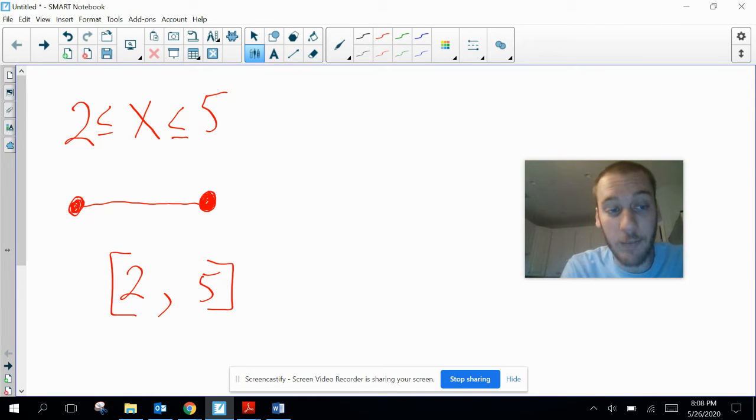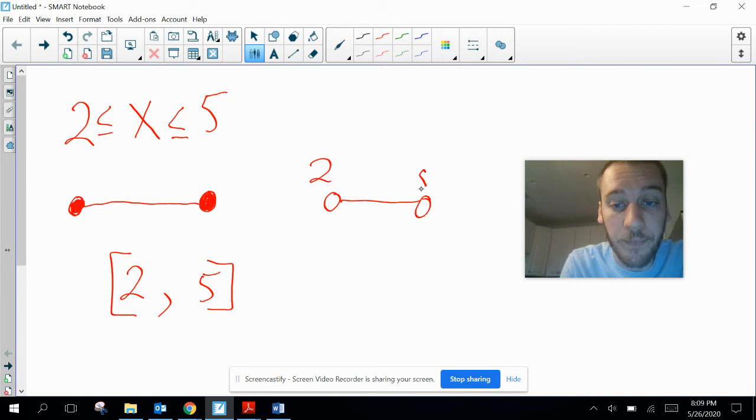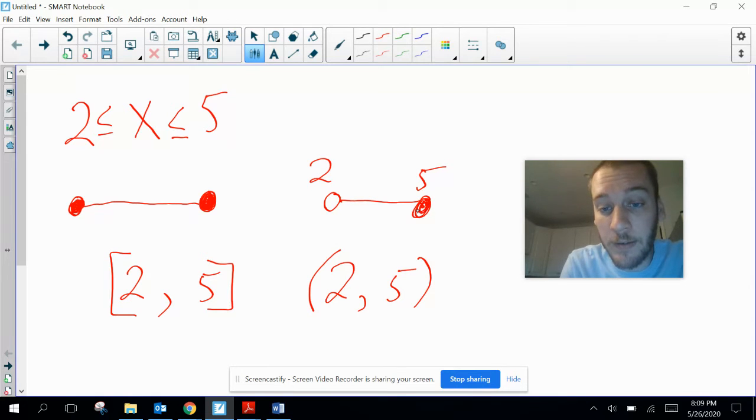So the bracket is going to mean that you can touch it. You'll see that in the notes in the document. And the parentheses would be something like this. So if it's going from 2 to 5 here, this would be 2 to 5 like this. And then if I want to fill one of these in, I would need to change this parenthesis to become a bracket.